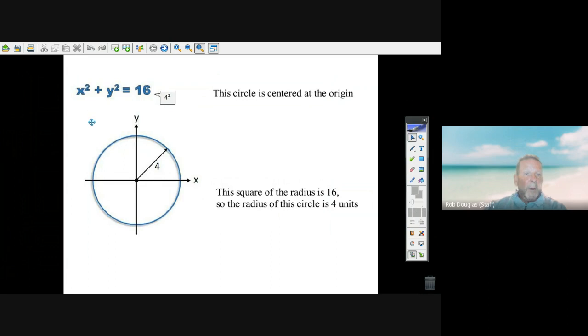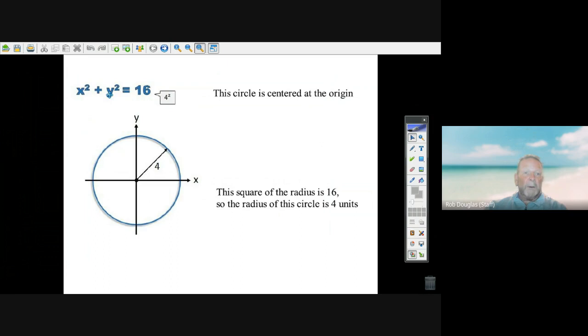well, the easiest way to get 4 points would be to find the x and y intercepts. So let x equal 0. Well, if x is 0, then y's got to be 4. But -4 would work too. So the y-intercepts are 4 and -4.